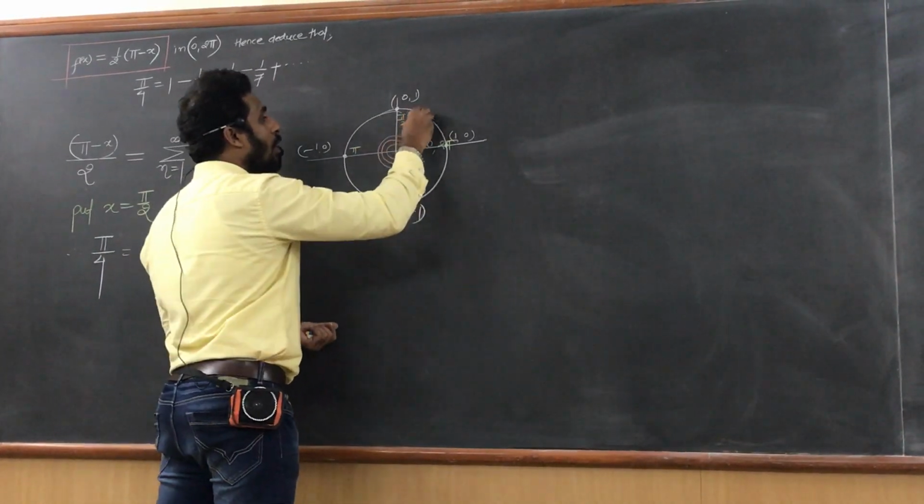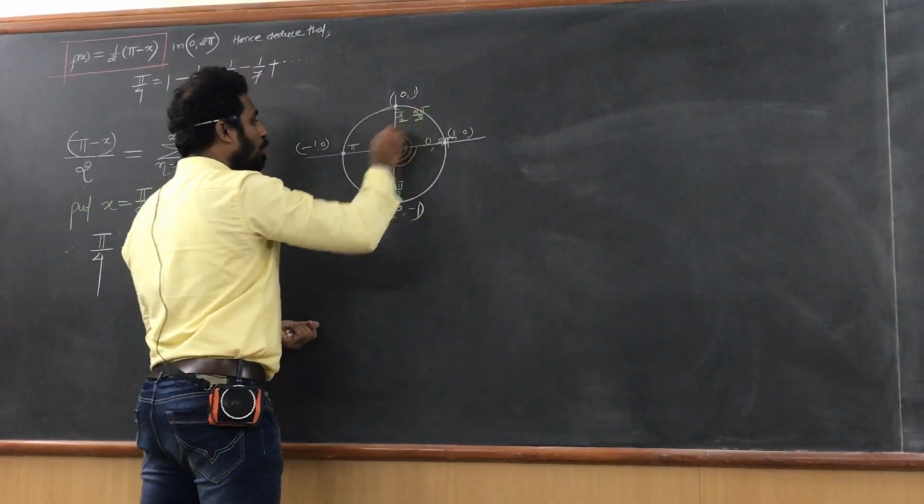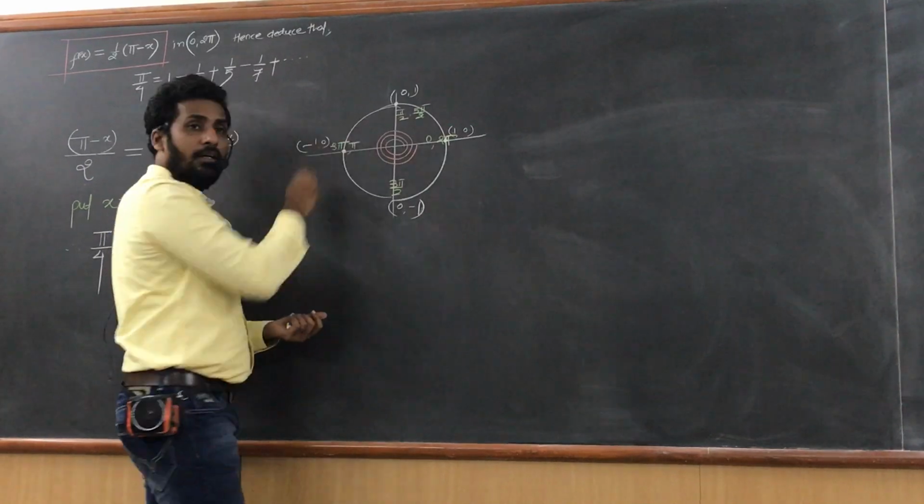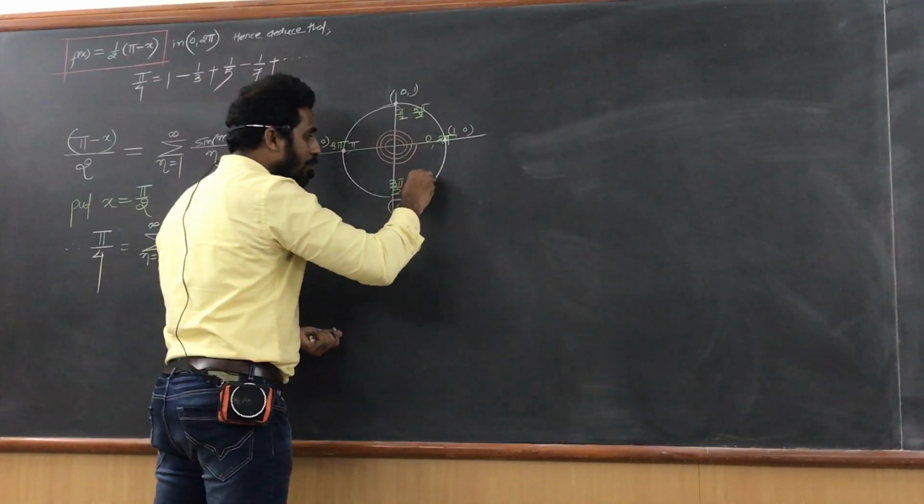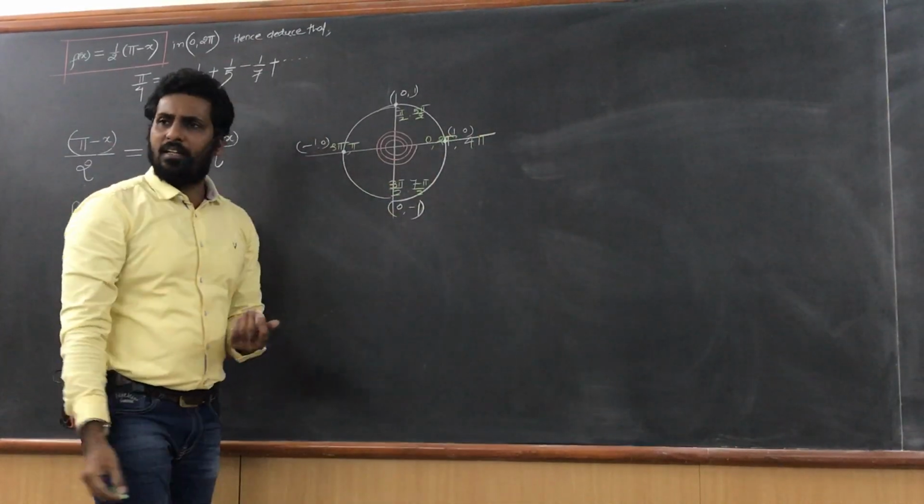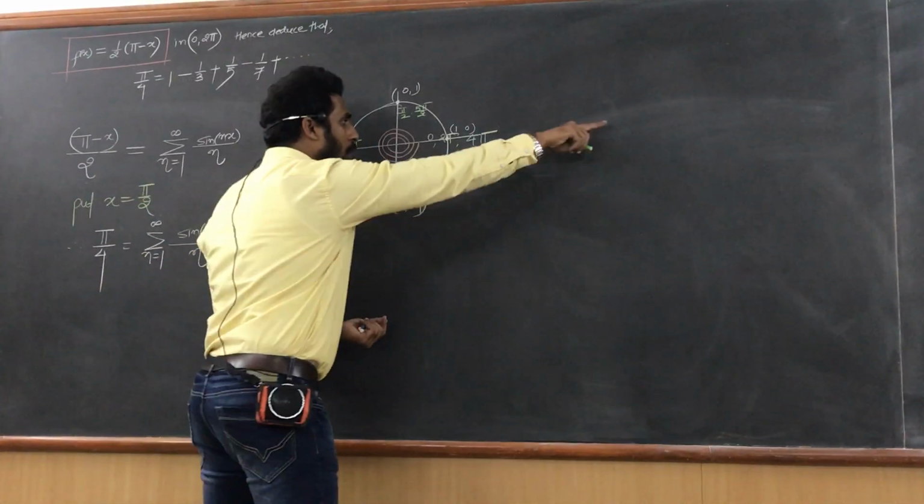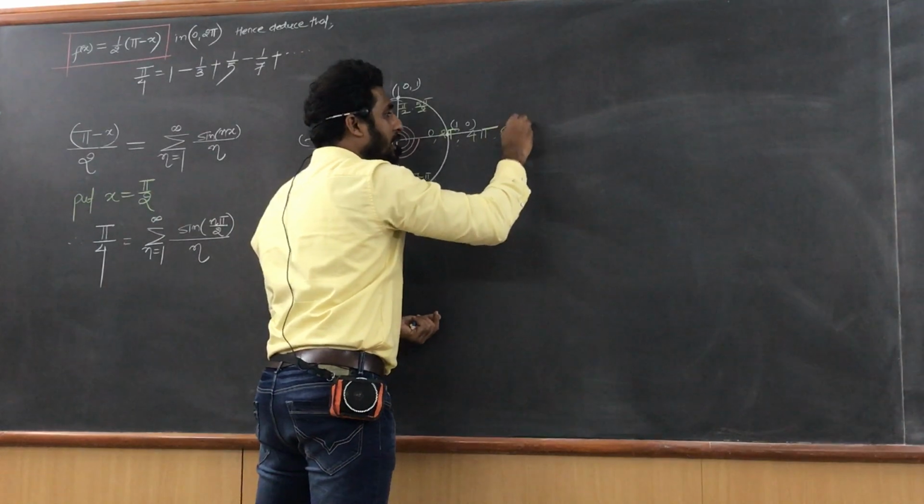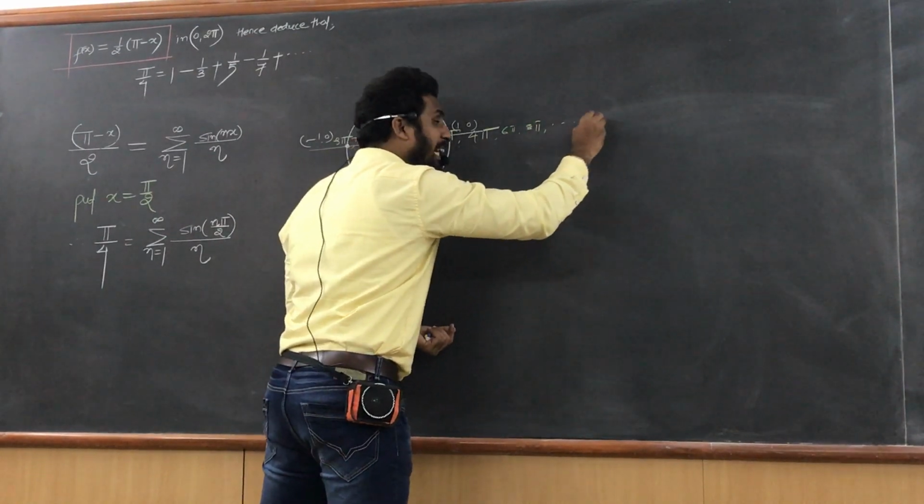So this is going to become how much? 5 pi by 2. This becomes 3 pi. This becomes 7 pi by 2, and this now becomes how much? 4 pi. Are you getting the similarity over there? So here, everywhere, 4 pi, 6 pi, 8 pi, and all even terms.